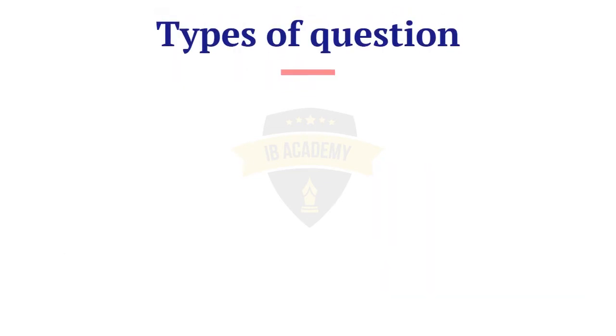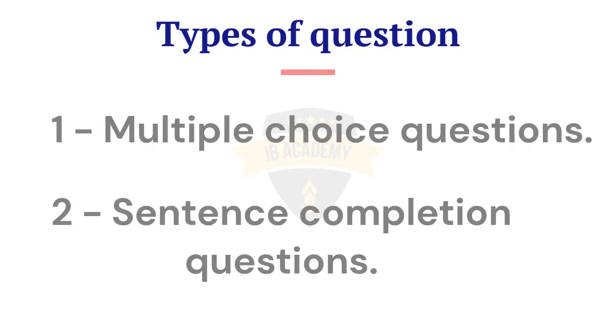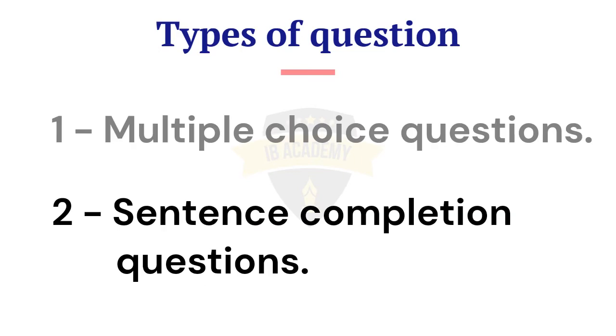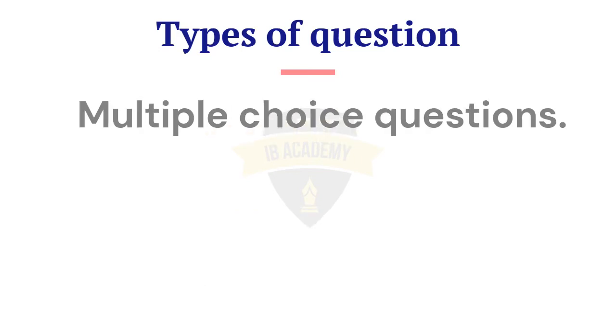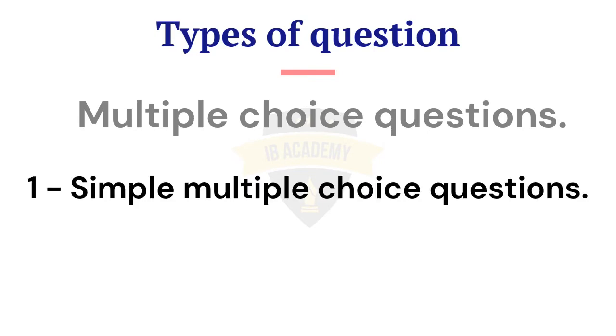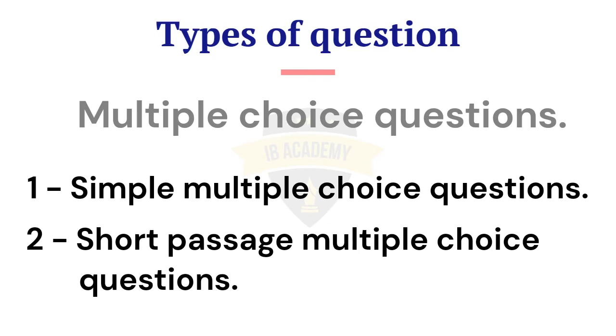Let's come to the main point. Types of questions. There will be 2 main types of questions. Number 1, multiple choice questions. And number 2, sentence completion questions. So let's start with multiple choice questions. There are 2 subtypes of multiple choice questions. Number 1, simple multiple choice questions. Number 2, short passage multiple choice questions. Don't worry about the types, because we will explain with examples what they mean.